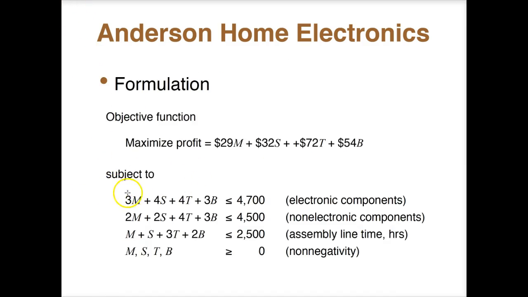And so you can see for these 3, this is how we get the inequality for the electronic components, non-electronic components, and assembly time. For here, we get this because we know that all of these values have to be greater than or equal to 0, meaning that we won't be making a negative amount of MP3 players, satellite radio tuners, and LCD TVs or Blu-ray DVD players.